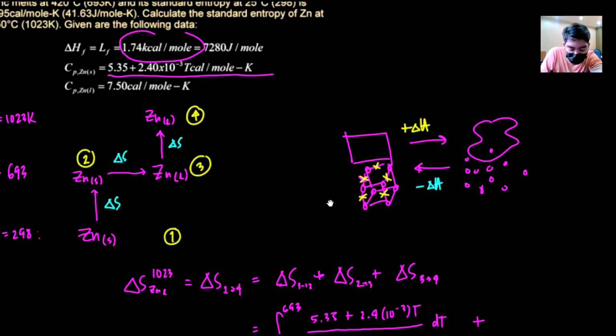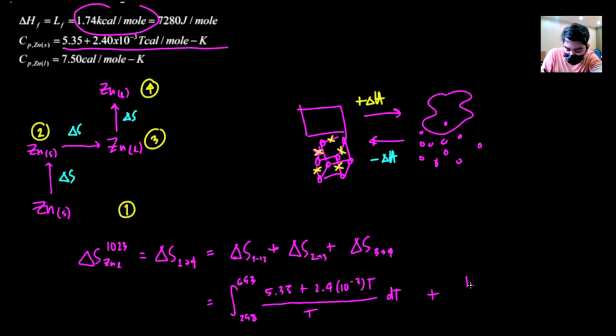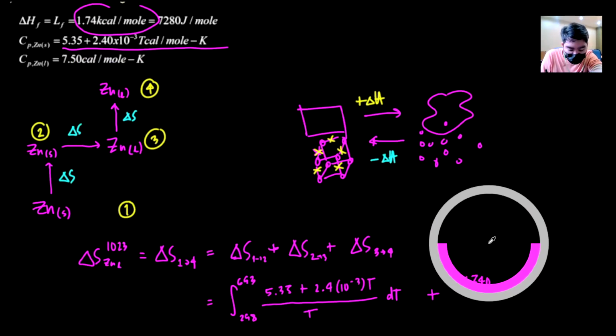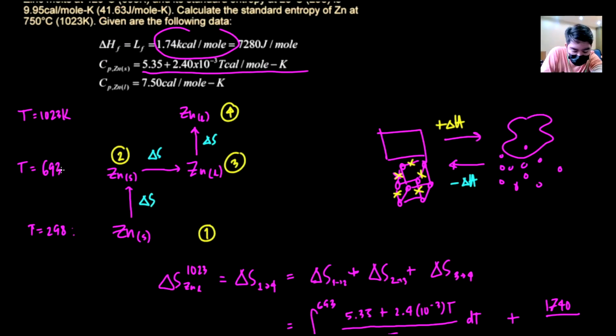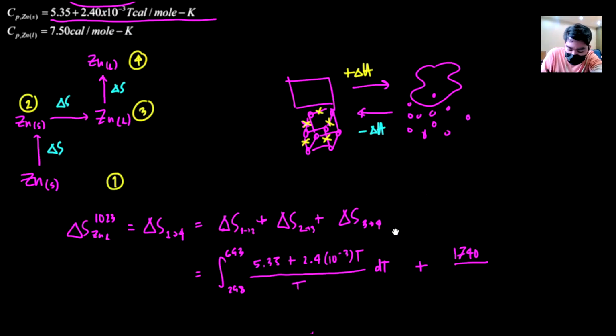So that's in kilocal. So you do 1740 calories per mole, and we divide it by the transformation temperature. No? And what is the transformation temperature? It's 693. So you know, okay.